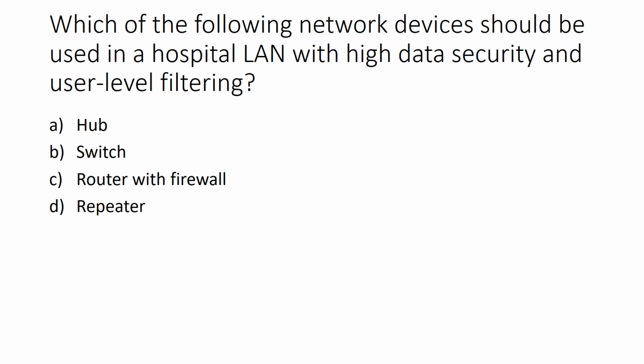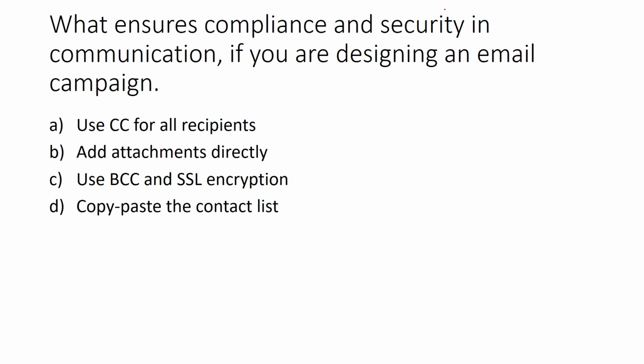Okay. Next, which of the following network devices should be used in hospital LAN with data security and user level filtering? Router with a firewall is mostly used. Okay. Next, what ensures compliance and security in communication if you are designing an email campaign? So that is what? Compliance and security can be easily done using BCC and SSL encryption. Okay, security by SSL and compliance through the BCC.